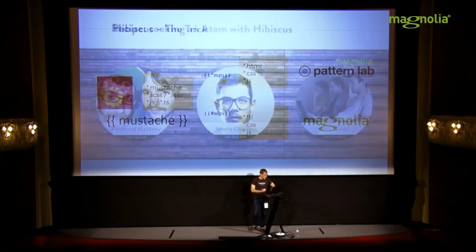And what we then do is we use this Mustache language to fork between what stuff has to go into Magnolia and what stuff has to go into Pattern Lab. So for Pattern Lab, we just create the HTML and CSS and JS, and for Magnolia, we create FreeMarker templates. Sounds quite easy, right? So how does that work?